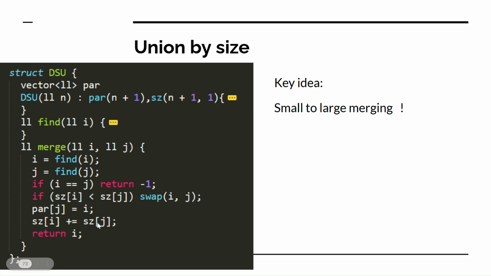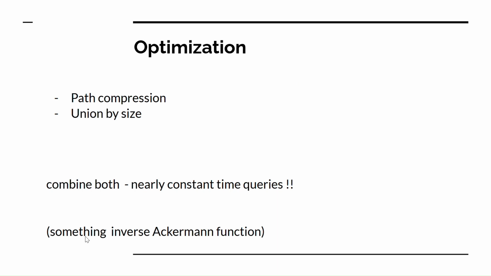So j stores the size of the second tree. We just add that size to I, and finally I is definitely going to be the final root node. So we just return this. So these are the two optimizations: path compression and union by size. These optimizations convert the O of n time complexity to O of 1.